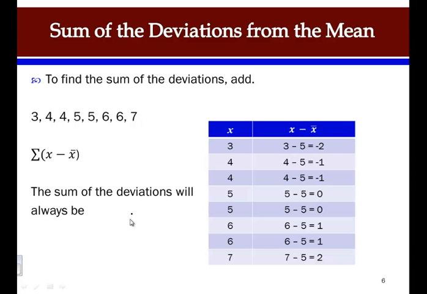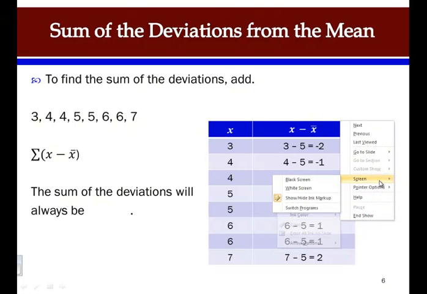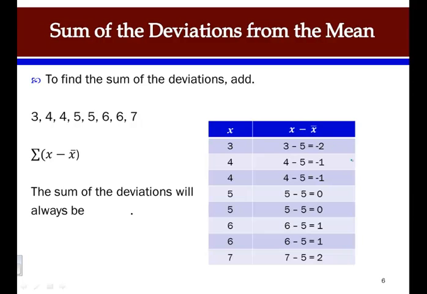Now we want to get the sum of these deviations. So we want to know what happens if we were to add these numbers together. So once again, we have our sigma notation. That means add them up, and this is the difference between the number itself and the mean of the set. So if we were to add these differences, so we've already found the differences, and we add them together, -2, -1, -1, 0, 0, 1, 1, and 2.